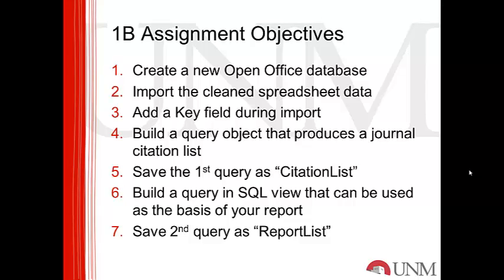So we'll import the spreadsheet data. We'll add a key field to the table we're going to create during the data import. Then we're going to build a simple query object that produces a journal citation list that's much like the citation list column you created in the last stage of the spreadsheet exercise. And we're going to use that again by using the formulas and formatting commands used in the database application.